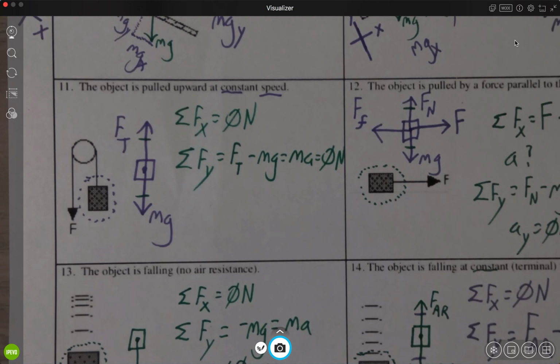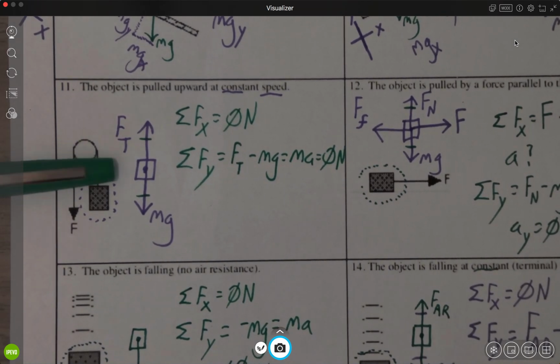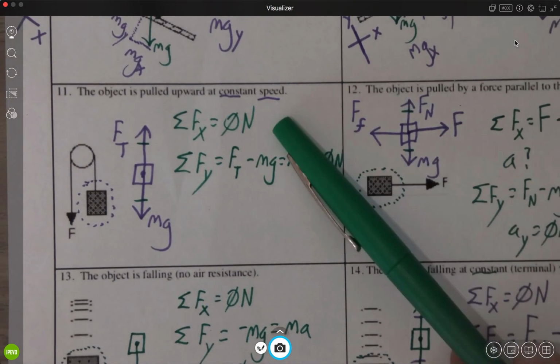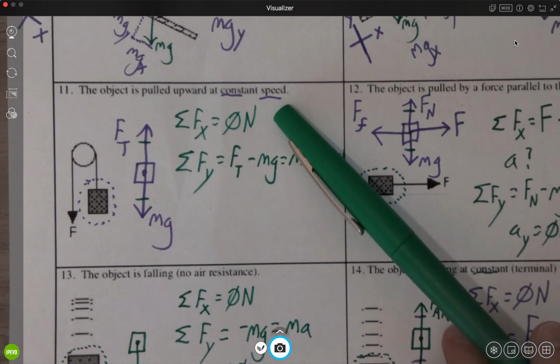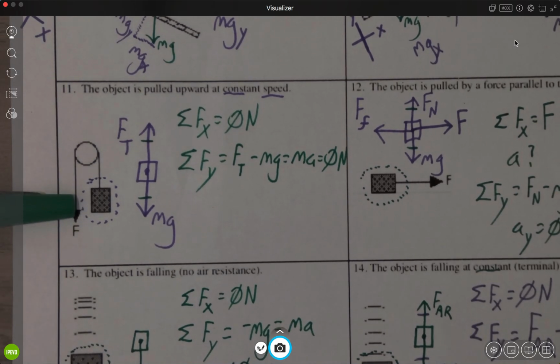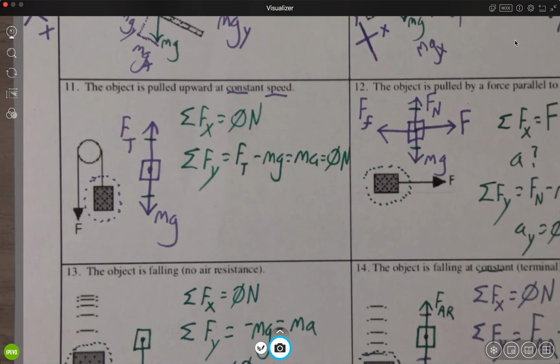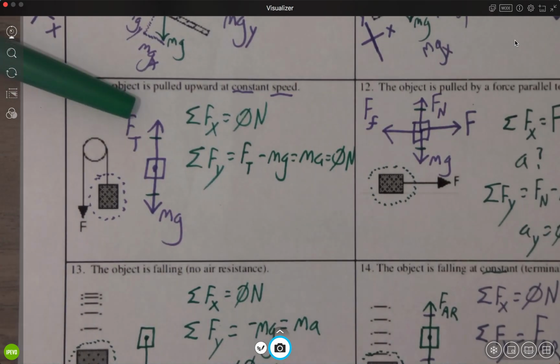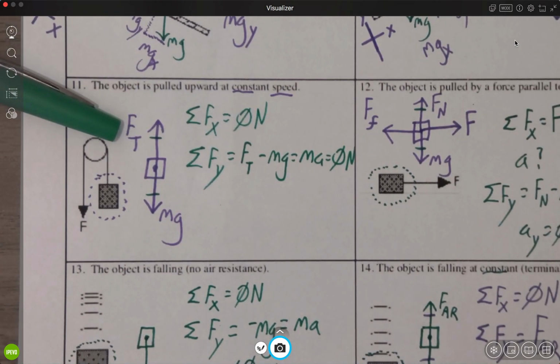As I look here on page 19, I'm going to start off with number 11, where we have this object. This object is pulled upward at a constant speed, so we know that there's going to be balance in these forces. Constant speed shows us that there's balance, no acceleration. So I indicate the system, putting these dash marks around the object. Gravitational force, mg down, tension force up. I put in the equality marks to indicate that these forces are balanced.